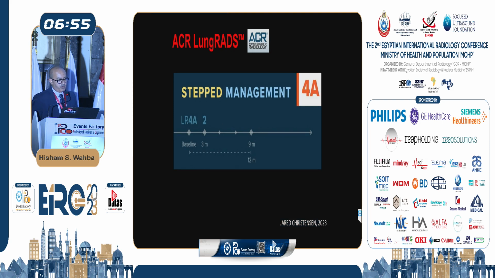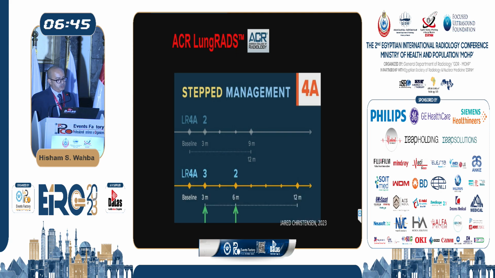This is another example for Lung-RADS 4 lesions at baseline. The usual is doing a 3-month follow-up and then reducing it to Lung-RADS 2 suddenly. In the new system, they said no, reduce it to Lung-RADS 3 at the beginning, and then do another 6-month follow-up. If it is stable, it is Lung-RADS 2, and then do the regular routine 12-month follow-up. So these are very important changes in Lung-RADS over time.